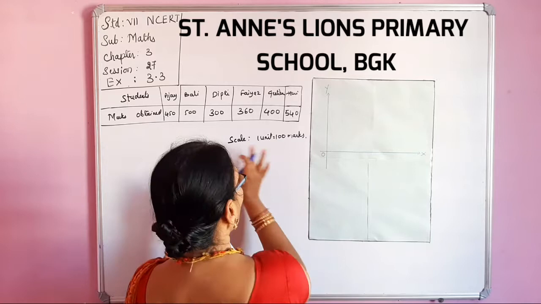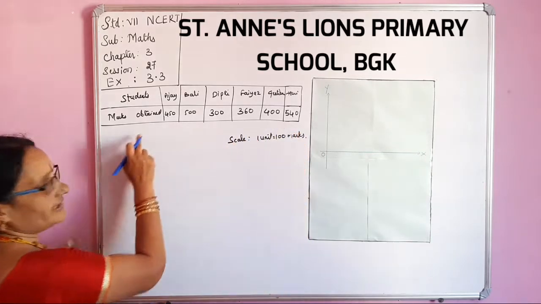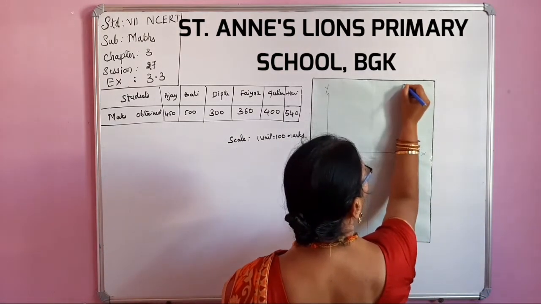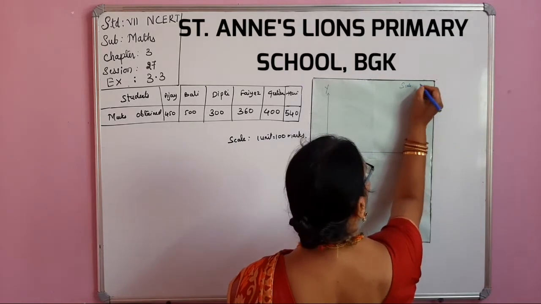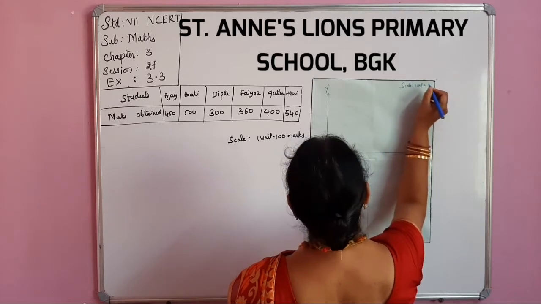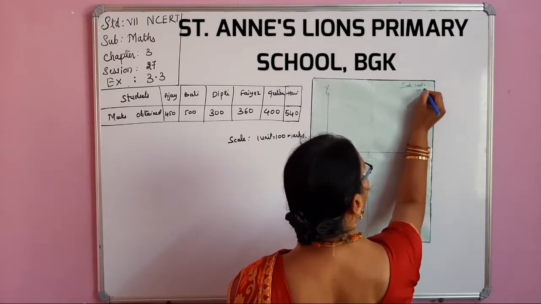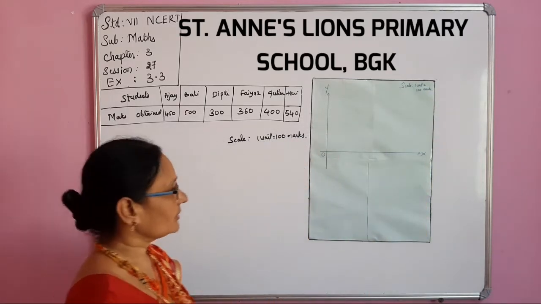Then, what have we done? We have taken the scale as 1 unit equal to 100. Why? Because these are all given in terms of hundreds. So, here in the right corner we have to write the scale. What is the scale? 1 unit is equal to 100 marks. Okay. Now we represent.